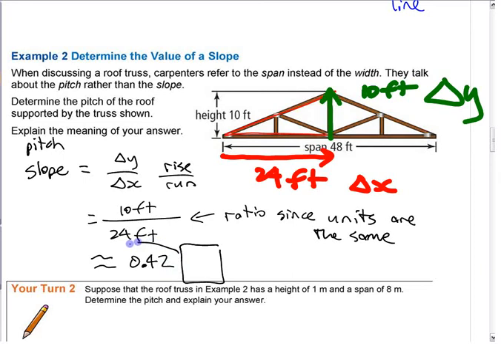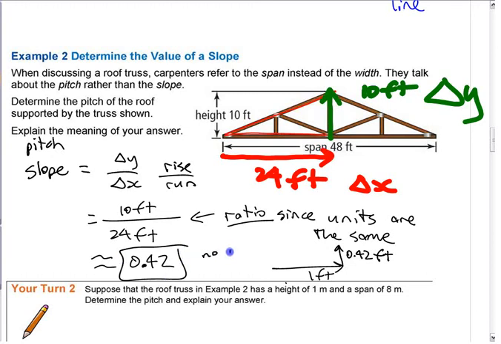What this means is it goes up 0.42 feet for every 1 foot across. When you go 1 foot across here, I'm going to draw it, 1 foot this way, it goes up 0.42 feet. That's what that slope means. It's how far up you go for 1 foot across. It's a ratio since the units are the same. The slope has no units on it. No units on this slope, right? Sometimes the slope is going to have units. That's what it is. Explain the meaning of your answer.